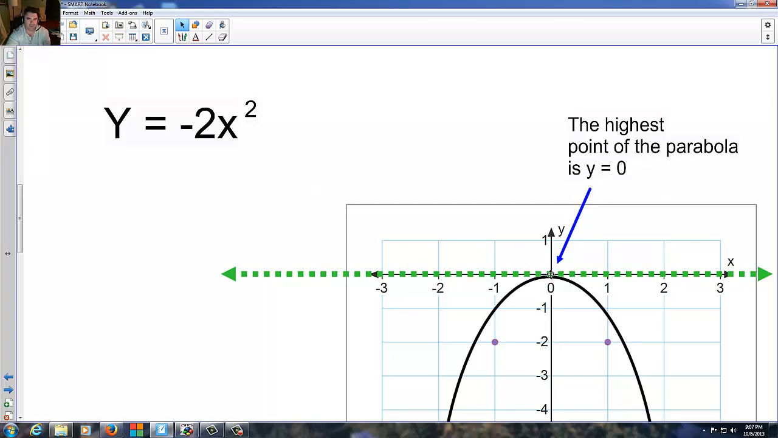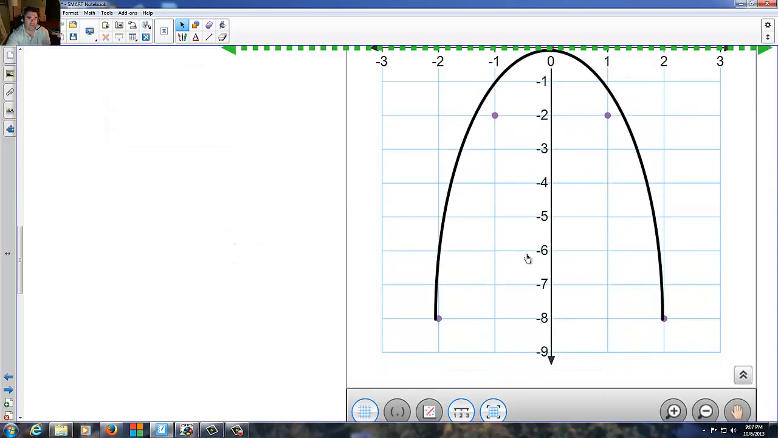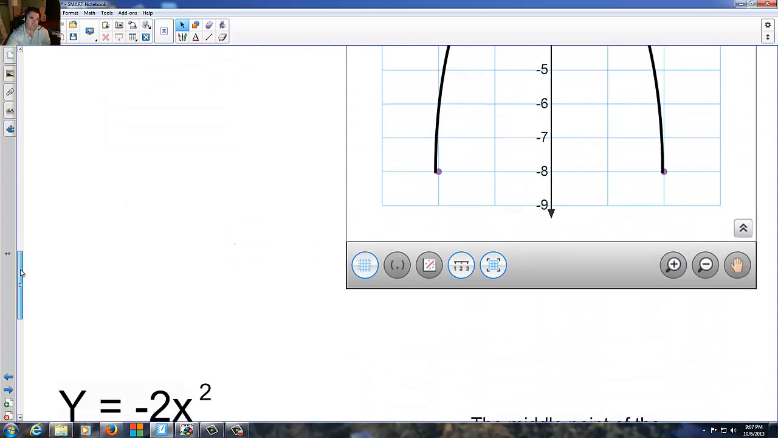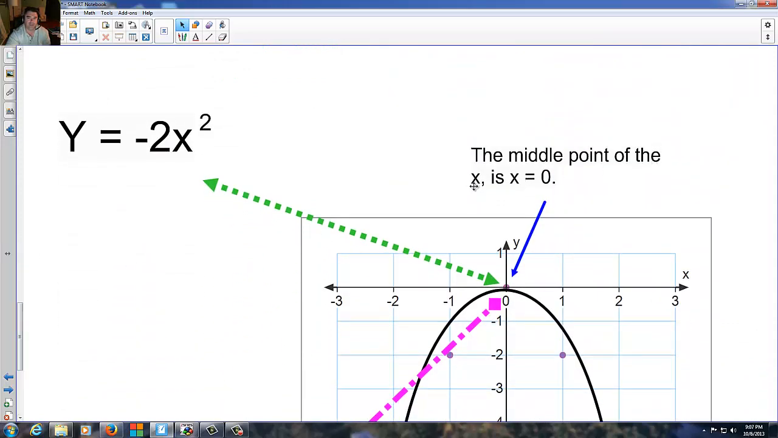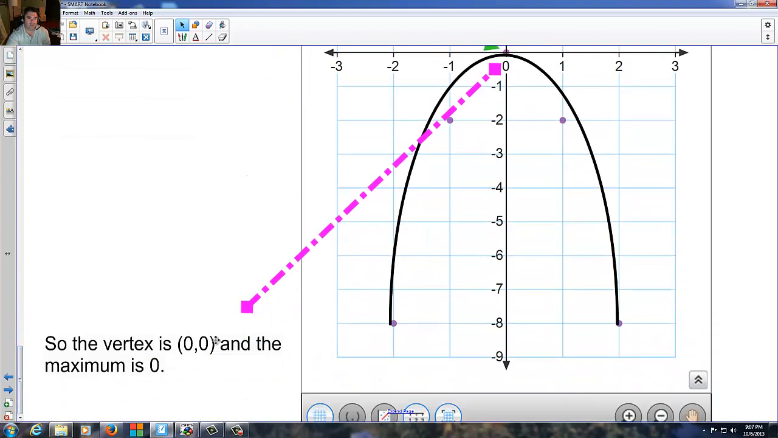So at 0, 0, when x is 0, y is 0. That's the top point. That's the vertex. The middle point of the x is x equals 0. So we have 0, 0, and at the maximum 0. There is no minimum. You can write the minimum a couple different ways. I'm going to say the minimum is negative infinity. And there you have it.